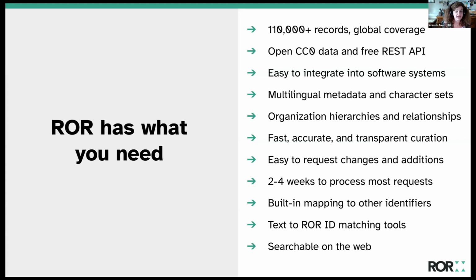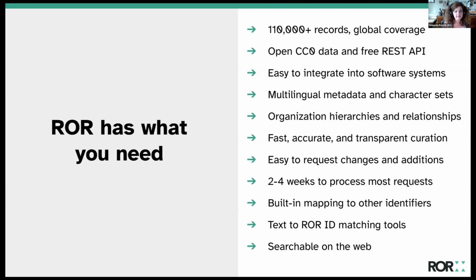We do have organization hierarchies and relationships, as I mentioned. We are very proud of our curation process, which means, the process by which we review requests for new records or changed information to existing records. So if you make a request for that, we will review it. And in general, once that is approved, that will be published in the registry within 2 to 4 weeks. We tend to do batch releases about twice a month. Those mappings to other identifiers really crucial.